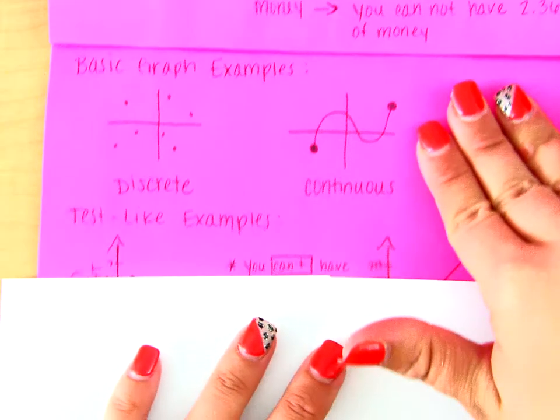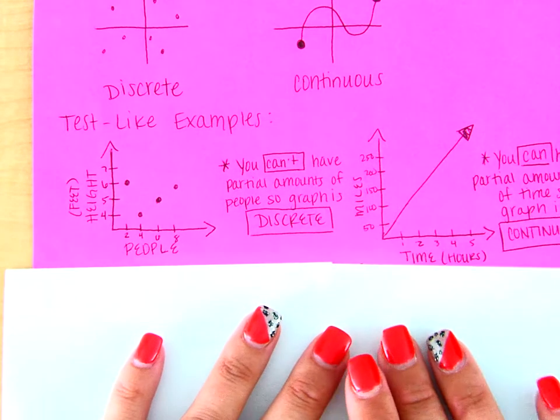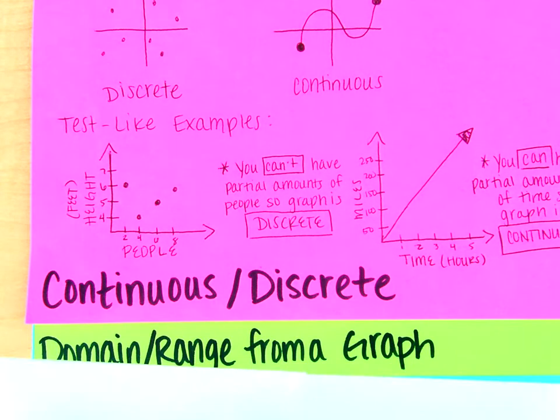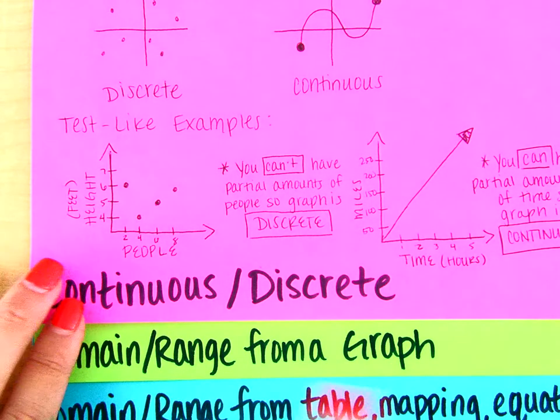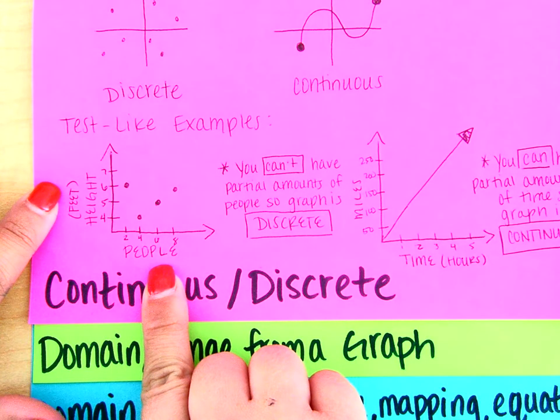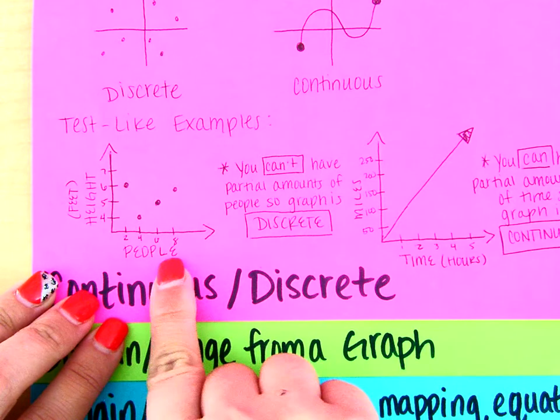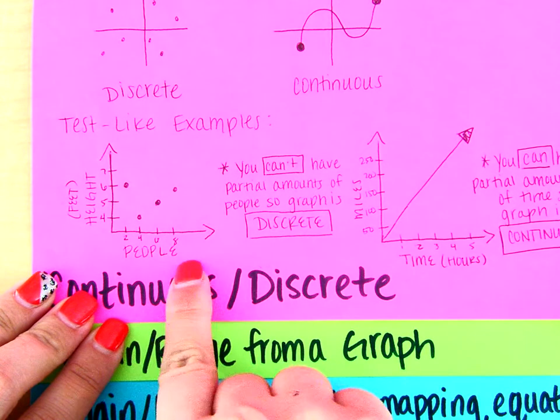Now on a test though, it won't be that simple, so I gave you some test-like examples also. Test-like examples will actually give you your x values and your y values, and they'll tell you what it's representing. So again, if you look at your x values, you only have to look at your domain.